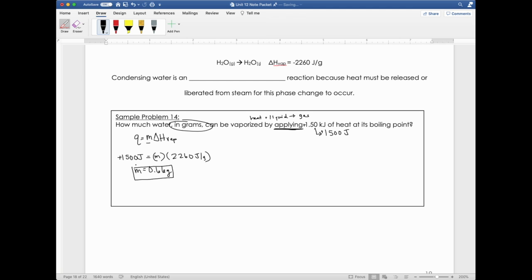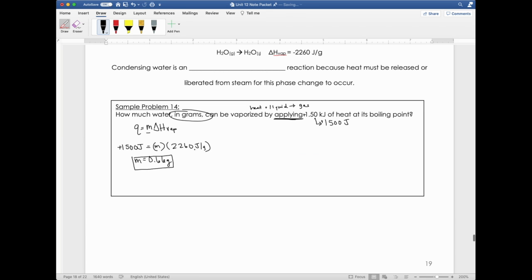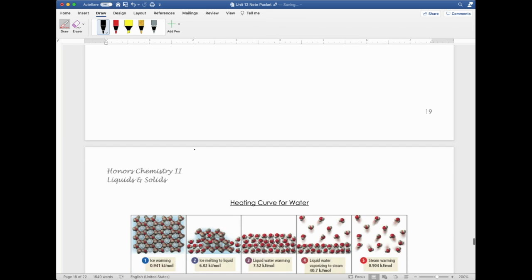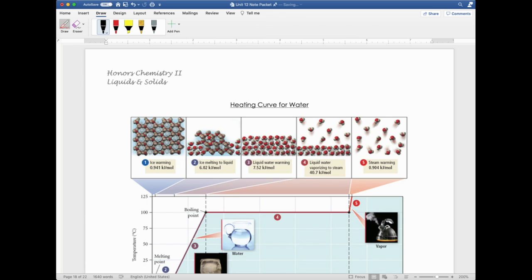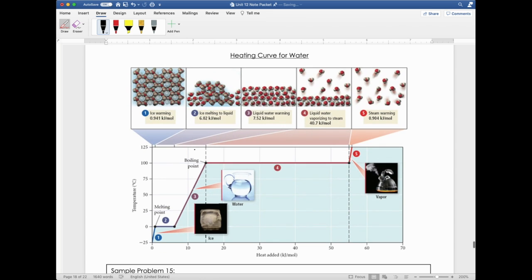So again, I think the hardest part about these is just those positives and negatives, which really just takes some practice, unfortunately. Now, what we're going to do in this next part in the notes is put it all together. And like I mentioned before, you are actually going to be making your own heating curve for a specific substance. I forget what the substance is off the top of my head, but you're going to make something that looks just like this.